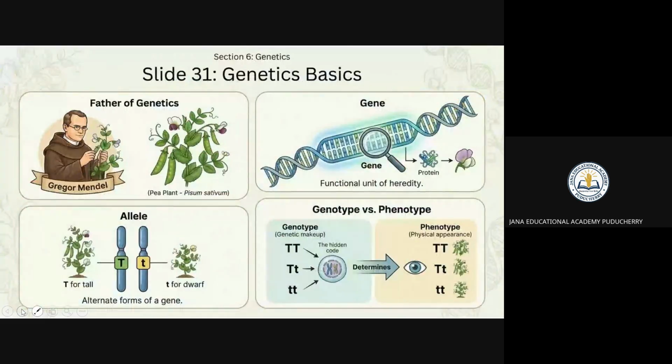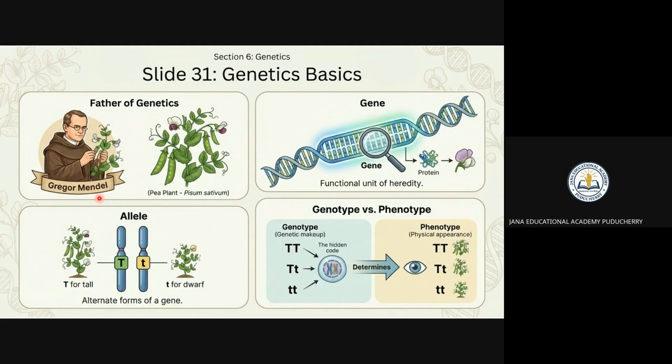Next, we come to the last part of the topic of biology. That is nothing but genetics, right? You know that the father of genetics is Gregor Johann Mendel, right? He conducted experiments on the pea plant, Pisum sativum. From that, he proposed the law of inheritance. So the father of genetics is Gregor Mendel. You have to keep it in mind, right?